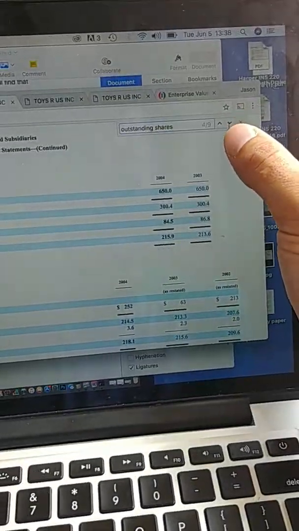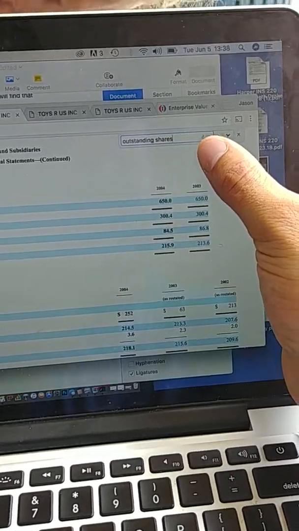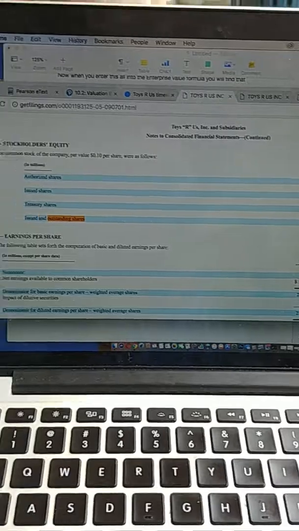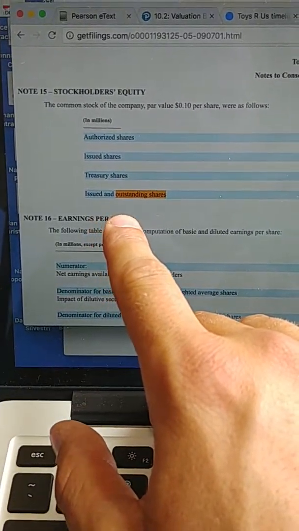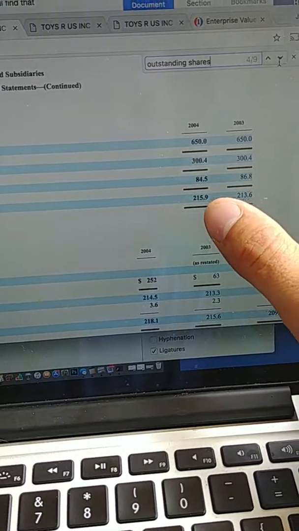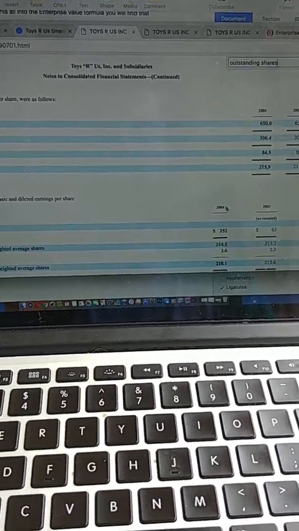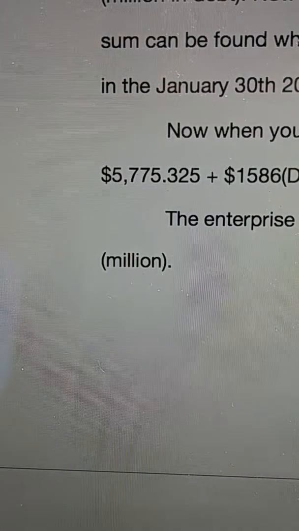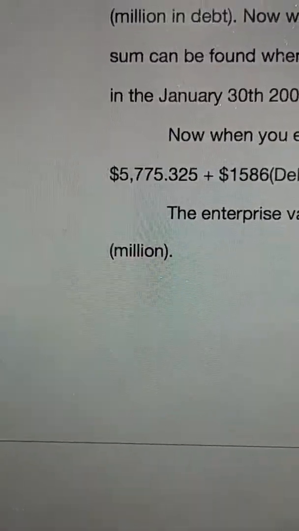Once I keep clicking down on this arrow, they give me 9 results of how many sentences or phrases have the words outstanding shares in them. So right here, I'll go down and find issued and outstanding shares equals 215.9, and that is million. Okay, so we multiply 215.9 by 26.75, and we get $5,775.325 million in market value of equity. So we plug that in right over here. Let me focus this in.